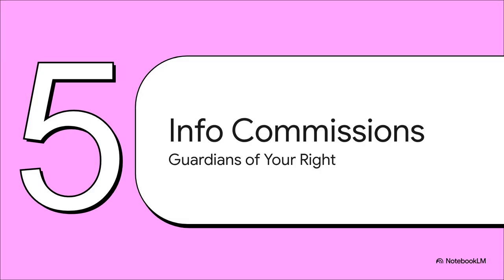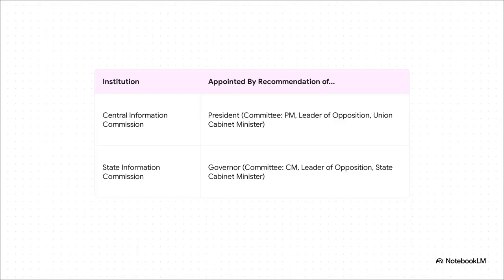So let's talk about these commissions. You can think of them as the independent and powerful referees of the RTI Act, created specifically to guard your right to know. And you can see how they're built to be independent. The members of both the Central and State Information Commissions are appointed by these really high-level bipartisan committees. I mean, you've got the Prime Minister or Chief Minister and the Leader of the Opposition involved. This whole structure is designed to make sure they're impartial. They don't answer to any one department. They answer to the law.